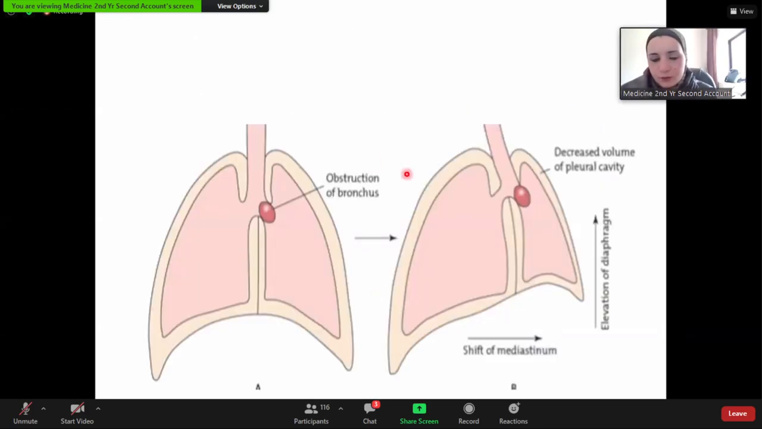This is another representation. What happens? بصير في عندي obstruction of one of the major tracheal branches or bronchial branches. بعدين بصير في عندي inadequate ventilation. Again, the other lung, normal lung, has a higher volume of air entering into this lung. فبتعمل لي pushing toward the side اللي فيه resorption atelectasis. So the mediastinal shift happens to the same side.